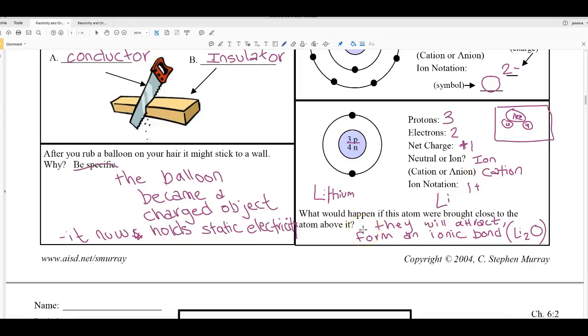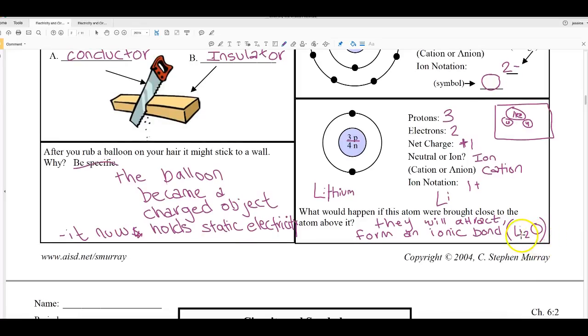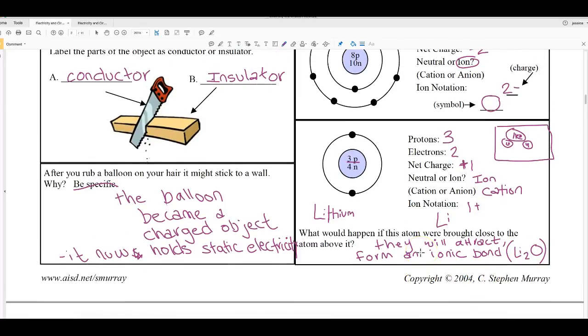And what would happen if these 2 atoms were brought close together? They would be attracted to one another and form an ionic bond. And it's called lithium oxide, or its chemical formula would be Li2O. And there's no 1 over here because you don't show the 1, but it would be 1 atom of oxygen and then 2 atoms of lithium. Okay, so go back, look through all that, study it, and we're done with that page.